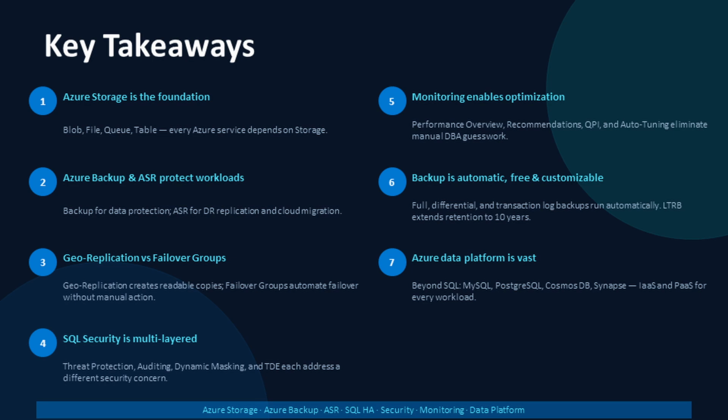Takeaway number 5. Monitoring with automatic tuning can replace or significantly reduce manual DBA work. Performance overview, query performance insight, and performance recommendations give you visibility. Automatic tuning, force plan, create index, drop index, applies improvements without human intervention using a machine learning feedback loop that is always running.